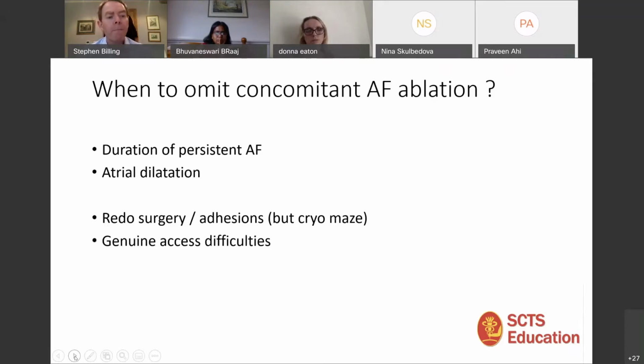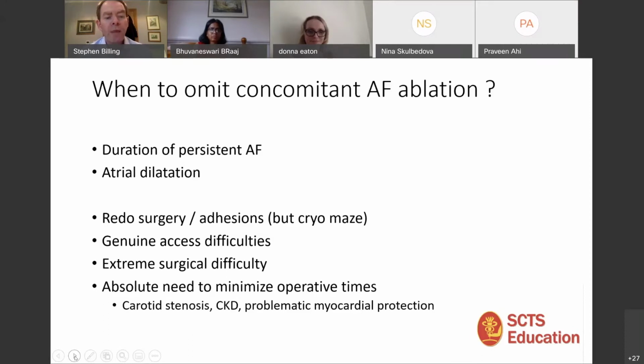In some patients, there are genuine access difficulties, and it just isn't feasible if you cannot access the pulmonary veins. Thank you. There may be other issues with extreme surgical difficulty. I wouldn't propose this operation after a pericardiectomy, for instance. Thank you. And there'll be some patients in whom there is an absolute need to minimize operative times for non-cardiac reasons, or in the case of difficult myocardial protection. And I think that should be borne in mind. Next, please.